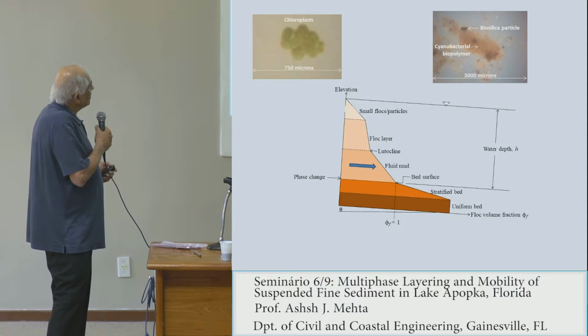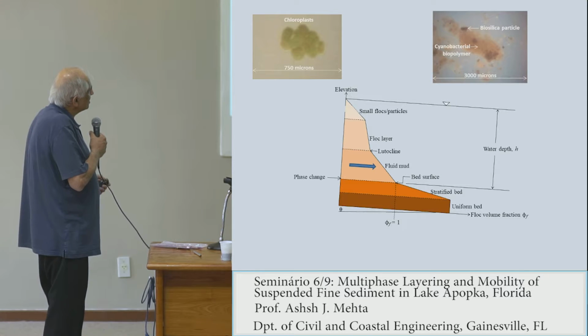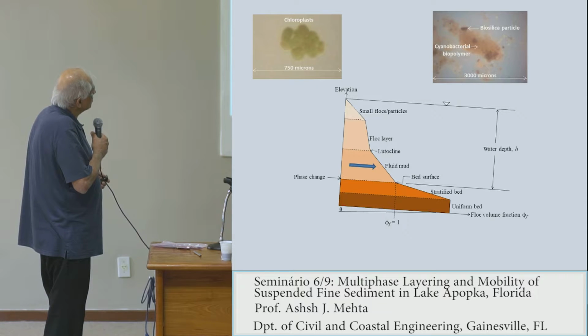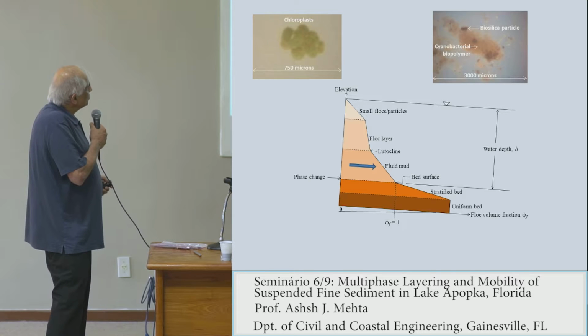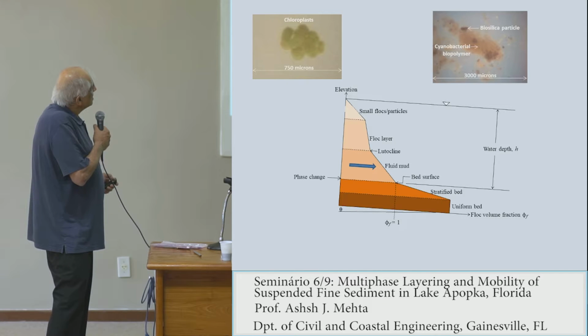Then there is a layer here which has more flocks in it. And then you have a layer of fluid mud. The difference between this layer and that layer is that the rate at which this settles is very, very low, because there is too much sediment here. The flock layer and the fluid mud layer are the two layers that really go up and down during wind events. Only rarely during wind events is this thing disturbed substantially. It almost never goes down to this level, which is what is called the bed.